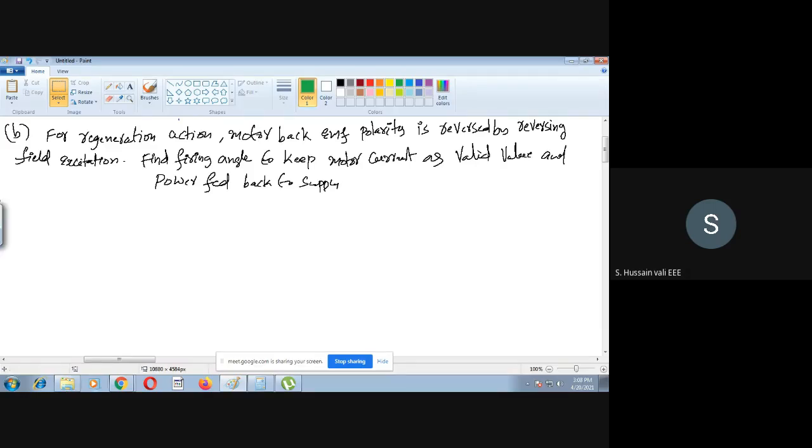It's interesting that now we are entering into regenerative action. I hope you know what regenerative action is. In regenerative action, the motor feeds the power back to the supply. Generally the motor takes the supply in motoring action, whereas in regenerative action, the DC machine or DC motor gives the power back to the supply. That is called regenerative action.